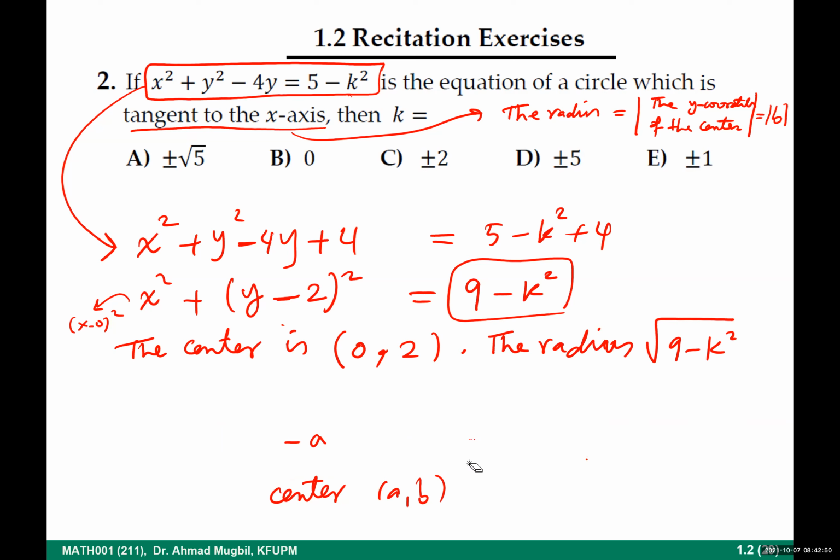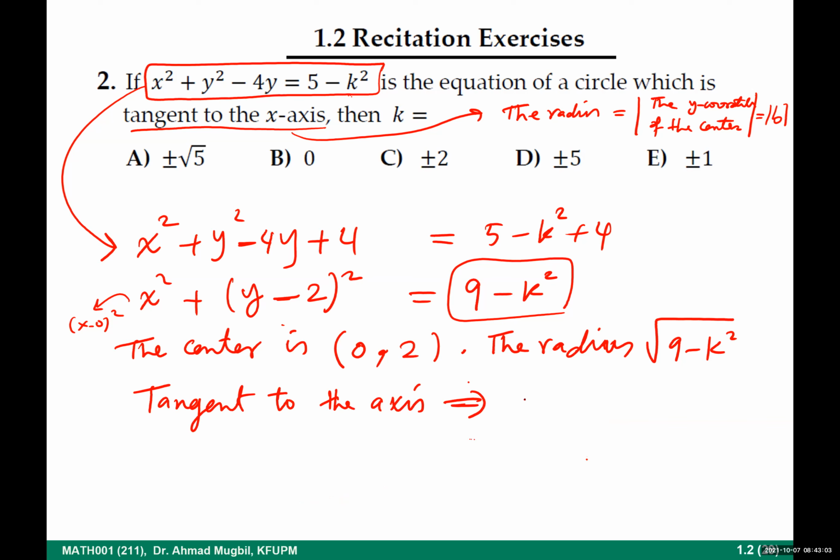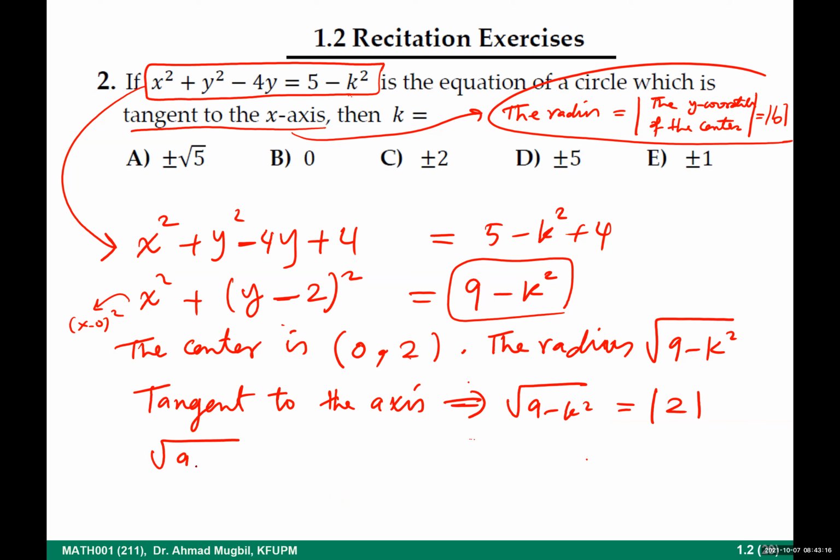Now, according to the information that we have, tangent to the x-axis means that the radius equals the absolute value of the y coordinate, the absolute value of 2, which means that the square root of 9 minus k squared equals 2.